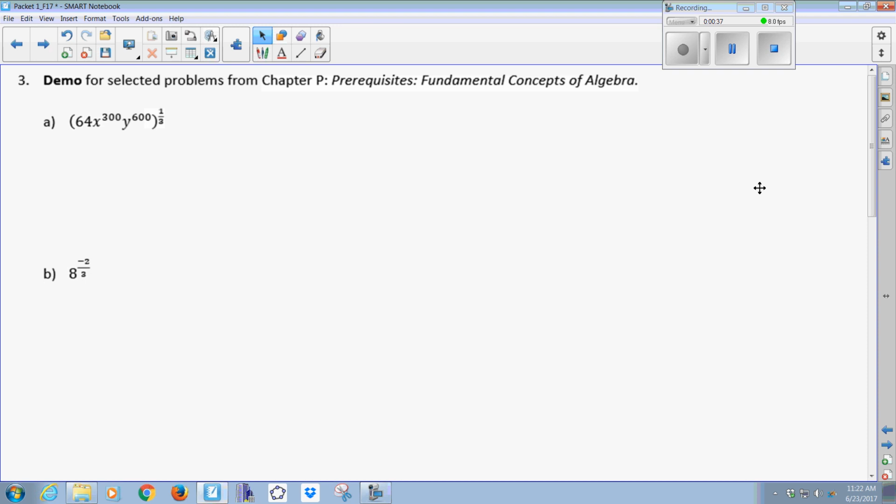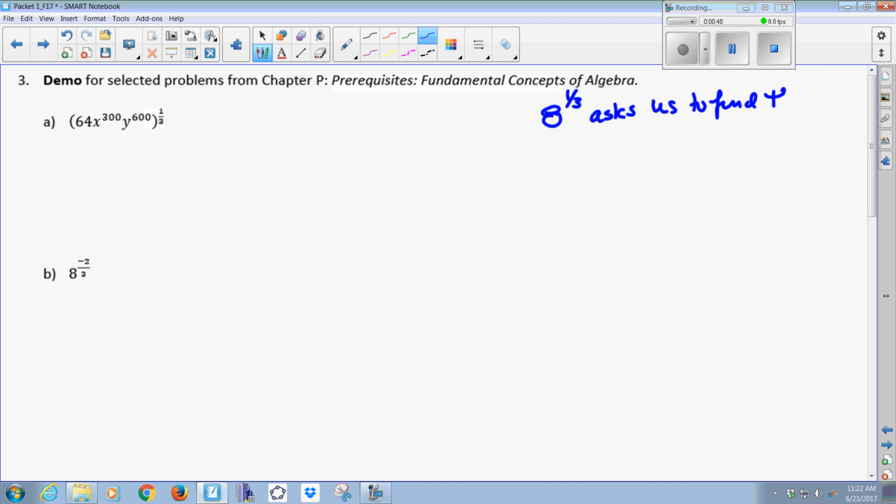Well, let's start with a little simpler problem over here to the right. 8 to the 1/3 asks us to find the cubed root of 8. This is the same as the cubed root of 8.